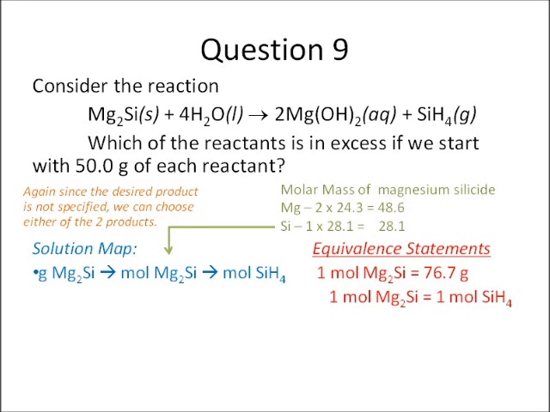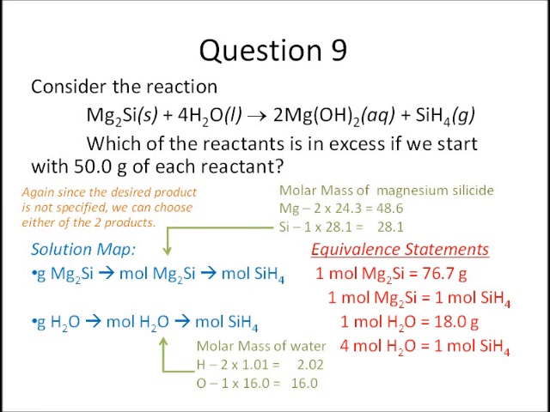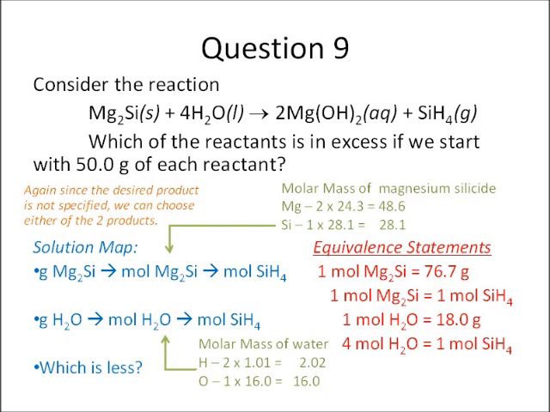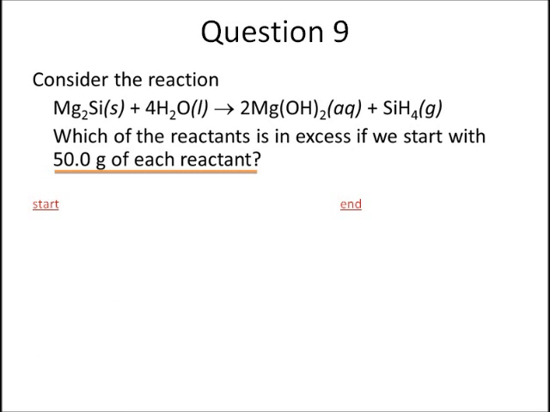So we're going to start with grams of magnesium silicide and using its molar mass get to moles, then using a mole ratio get to moles of product. Then we're going to take grams of water, go to moles using molar mass, and get to moles of product, the same product. Then we're going to see which is less, and that's going to tell us which reactant is limiting and which reactant is in excess.